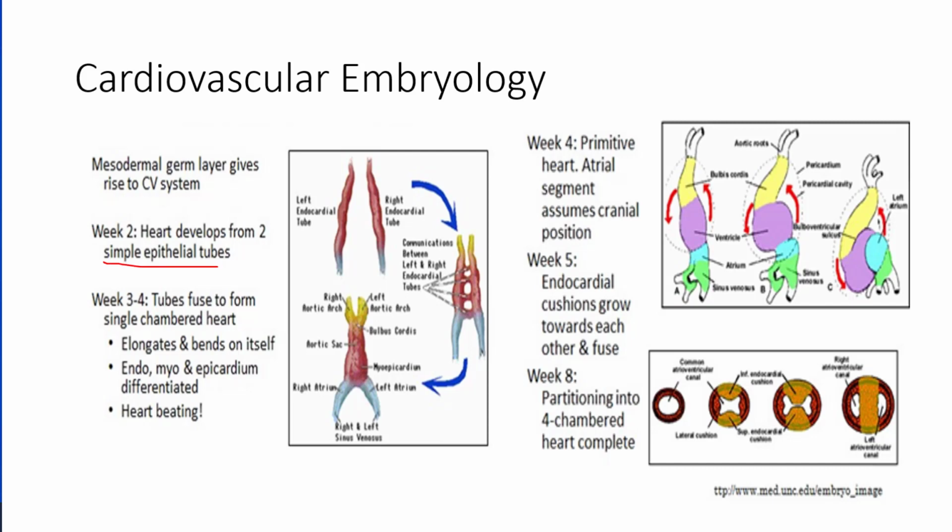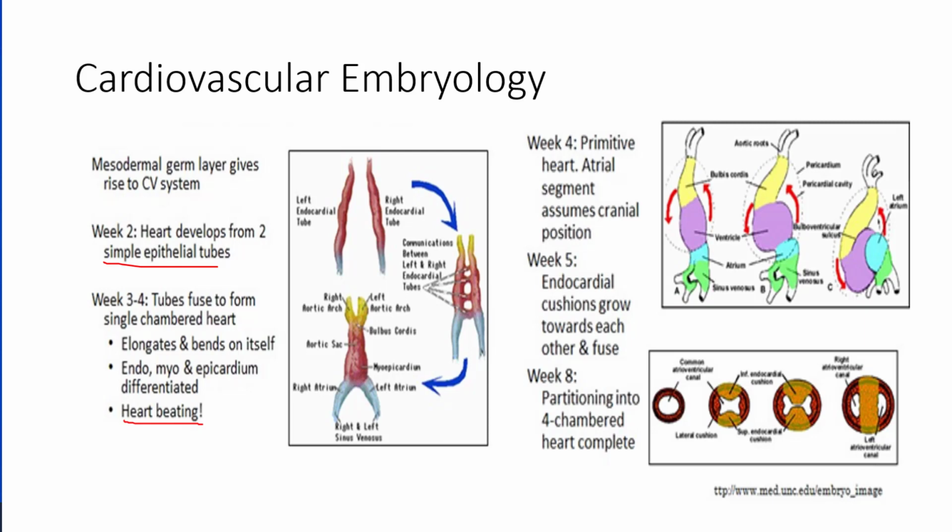So we've got kind of this picture here. The big takeaway is at about 1 month, or 3 to 4 weeks, we see these tubes fuse to form what will become the heart, right? So we form this very primitive, early, single-chambered heart at about 1 month. And if you look on an ultrasound in a child at about 1 month, that is when you will start to see the heart beating.